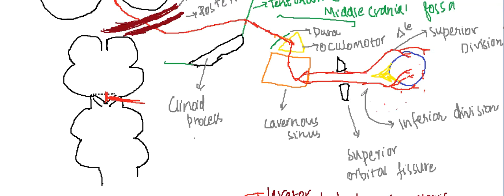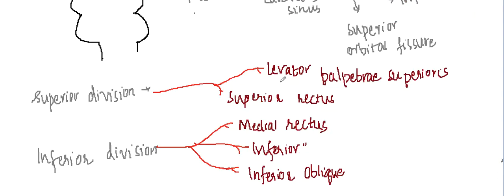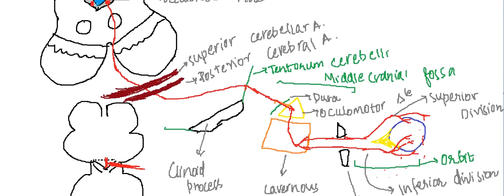So what is this called? This is orbit, right? This part is orbit. In the orbit, it divides into superior division and inferior division. Superior division gives branches to levator palpebrae superioris and superior rectus, whereas inferior division gives branches to medial rectus, inferior rectus, and inferior oblique.